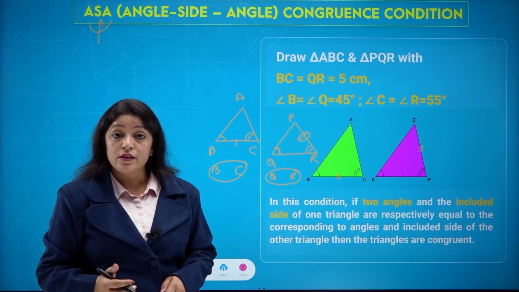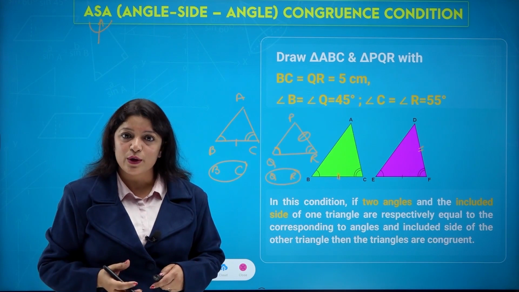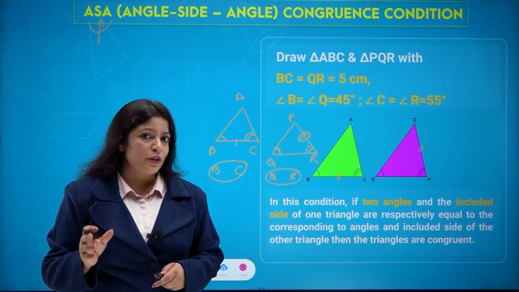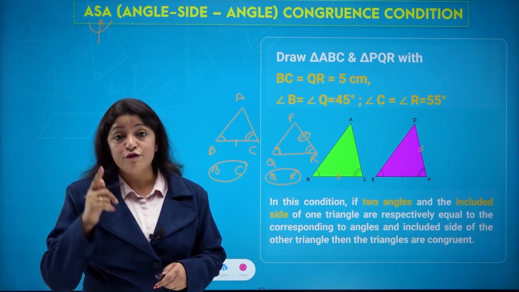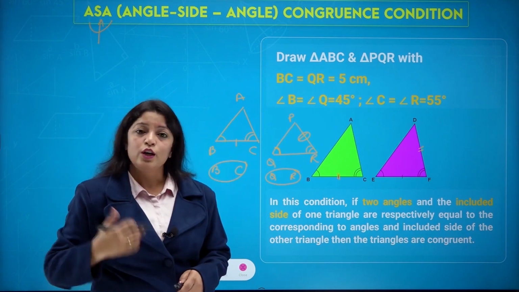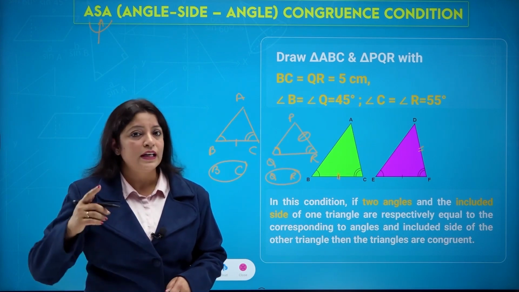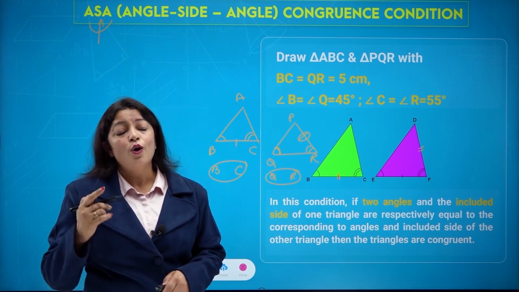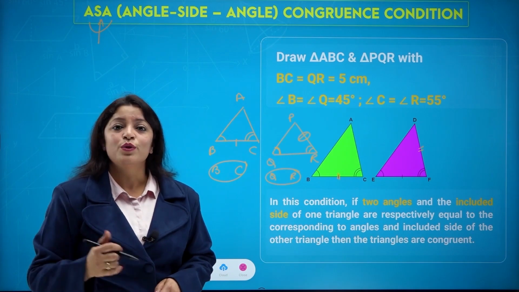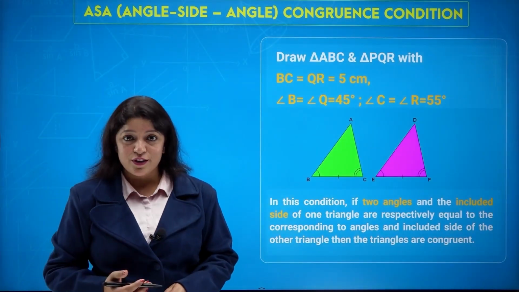So it's not necessary that whenever any two angles and one side are given, the triangles will be congruent. They may be congruent, they may not be congruent. But of course, whenever two angles and the included side are given equal to the respective angles and the included side of the second triangle, in that case, the triangles will always be congruent to each other. So I hope the ASA property is also clear to you.